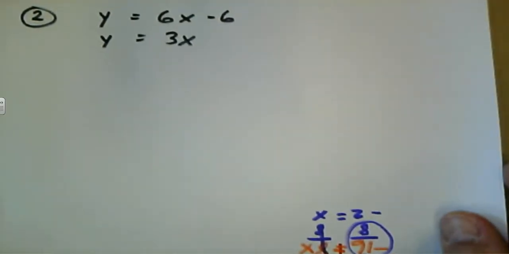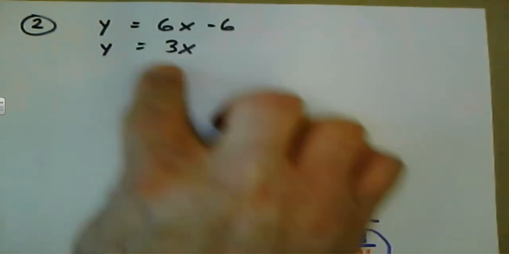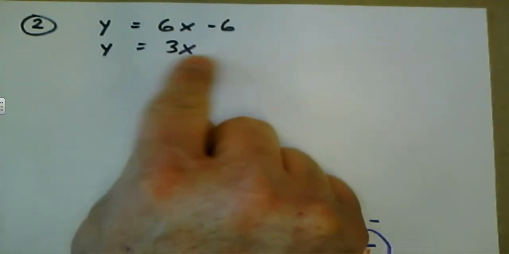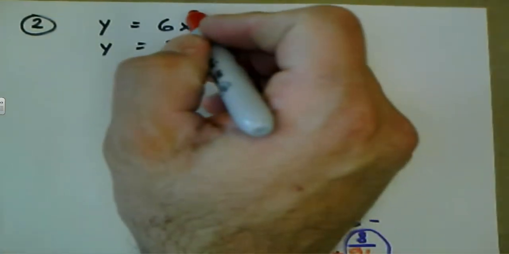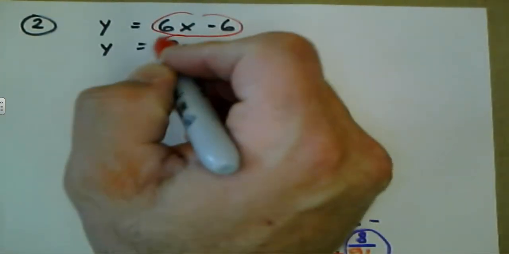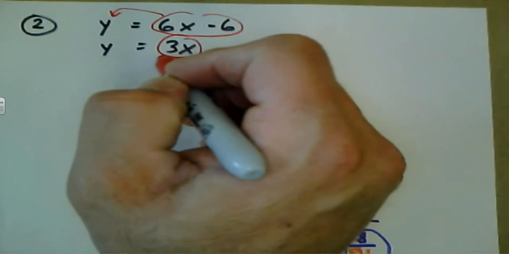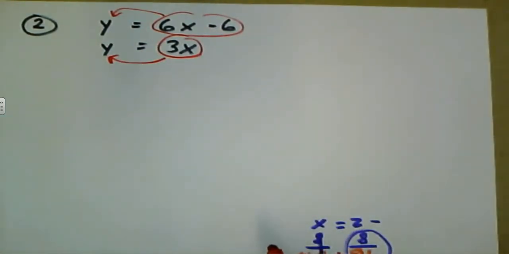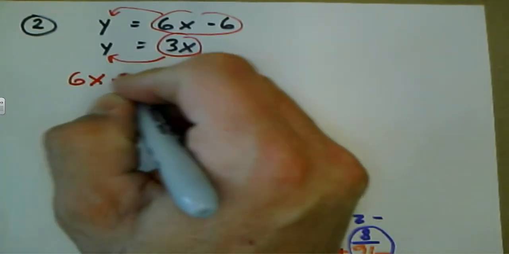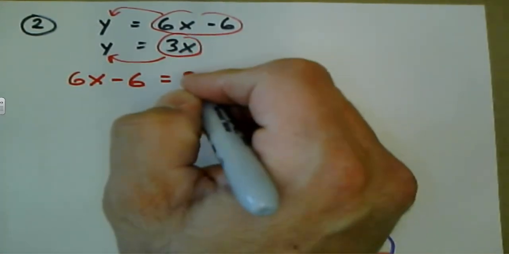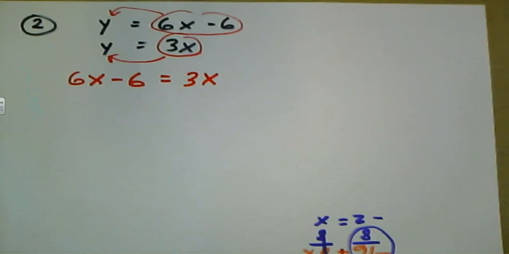I can give you these notes if you didn't get that all. Same thing here. I know this looks different, but it's still the same thing. All of this is equal to y. All of this is equal to y. So if they both equal y, that means they're both equal to each other. So 6x minus 6 is going to equal the 3x.